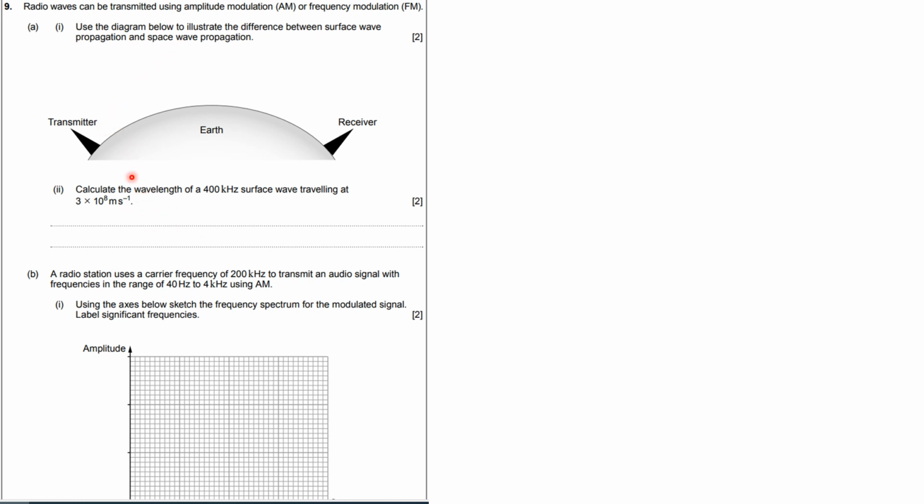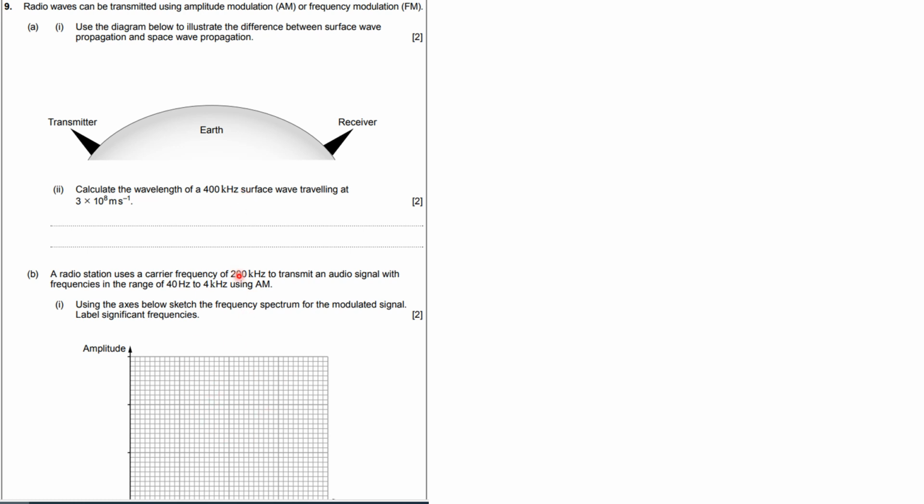This is just C equals F lambda. So you've been given lambda, you've been given C. Can you find F? We've been given F, and we've been given lambda. Can we find F and C? Can we find lambda? So C equals F lambda, rearrange that. This is dead easy. We always do this.